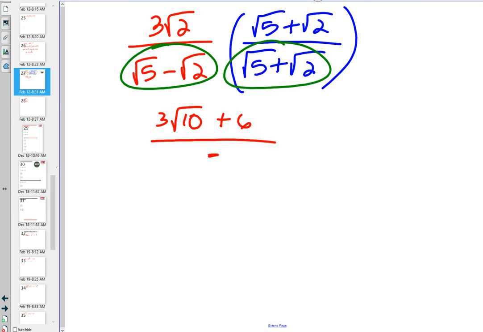Difference means subtract. Squares is the key thing. This allows you to square the square roots. And what happens when you square the square root? No mas.